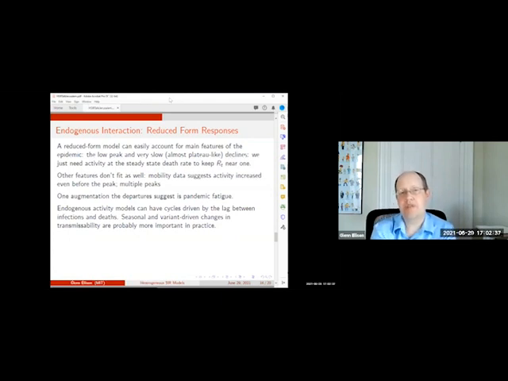Now, there are some features that don't fit the data as well. Mobility data suggests that activity increased even before the peak. So it wasn't that we had this peak in deaths in the US, and then after the peak went down, people started leaving their homes. People actually started leaving their homes, going back to being more active, during the peak and even a few weeks before the peak. So the one thing that suggests is that there's been some pandemic fatigue, and that this model is not the correct model, because what people often have is some sort of increasing disutility of staying at home, such that the longer you've been quarantined, the more you're going to go out, even if the deaths are higher.